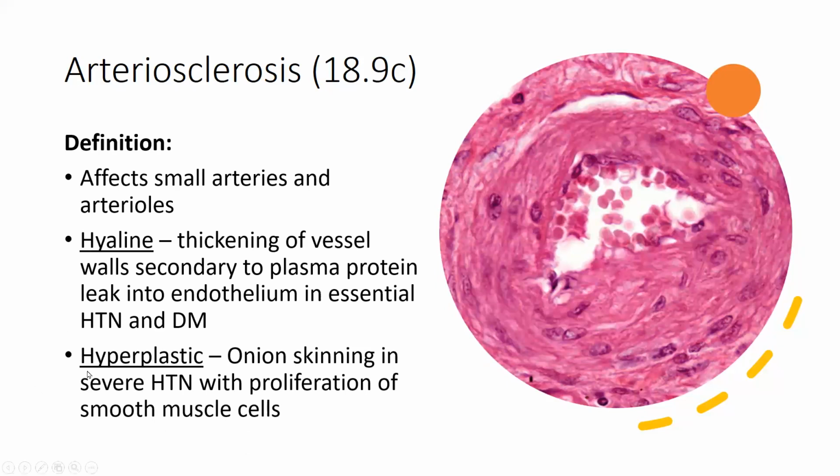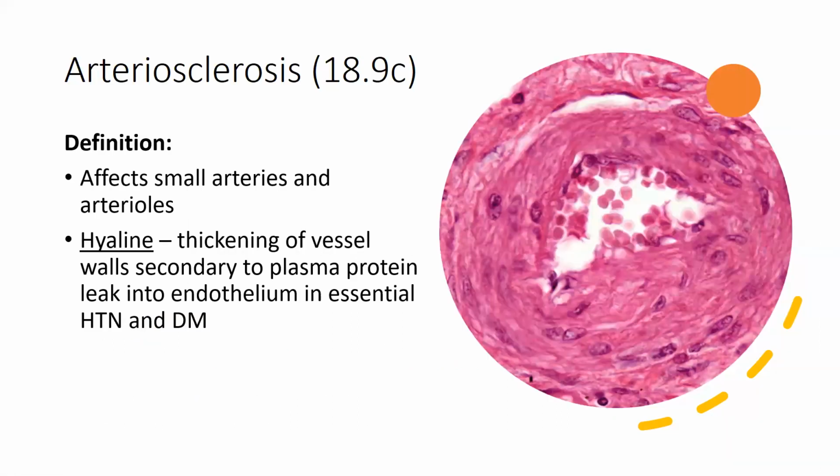Or you can have hyperplastic. This is like onion skinning with severe hypertension, with proliferation of smooth muscle cells. Hyaline is probably the most common type of arteriosclerosis because it happens with both diabetes and hypertension, this thickening of the vessel wall due to plasma proteins. Hyperplastic, though, once you progress to severe hypertension, you can see this smooth muscle cell proliferation, so it almost looks like an onion.